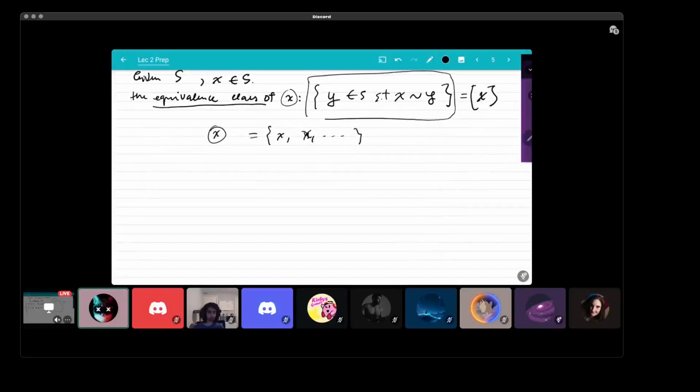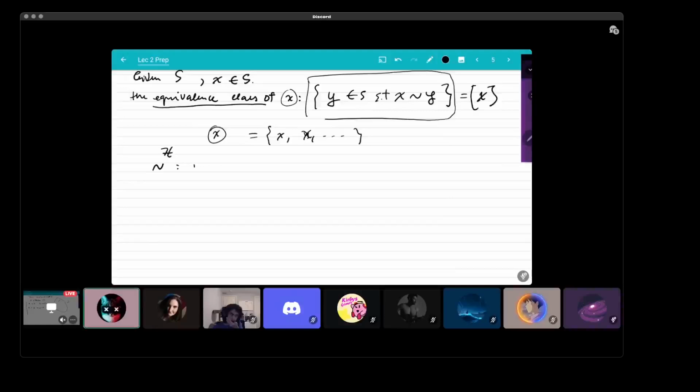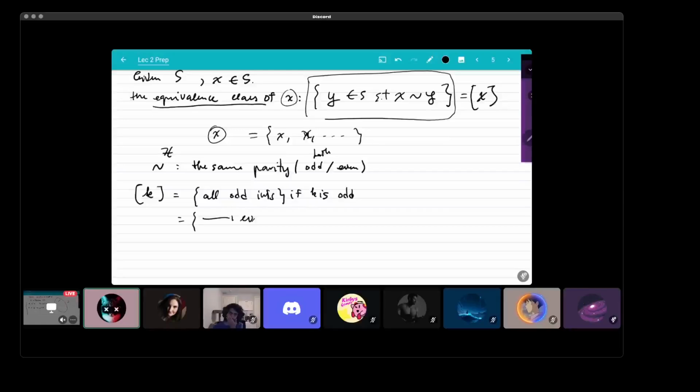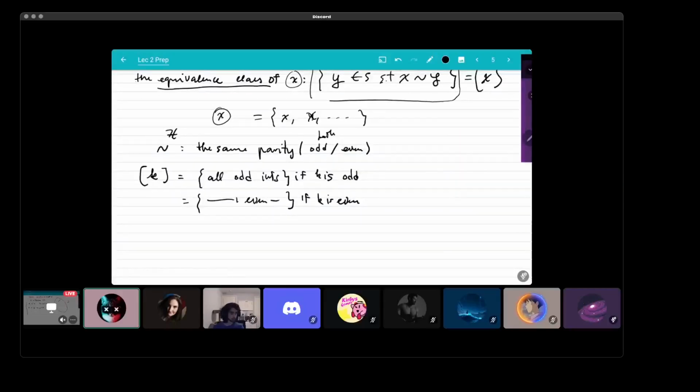For example, in the previous example where we define this in Z as being the same parity, so both odd or even, the equivalence class of an integer k is all odd integers if k is odd itself, and all even integers if k is even. And this is an equivalence relation.